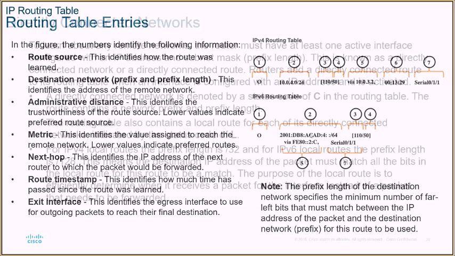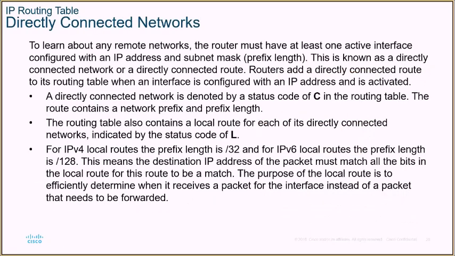All right, so directly connected networks. To learn about any remote networks, the router must have at least one active interface configured with an IP address and a subnet mask or prefix length. This is known as a directly connected network or a directly connected route. Routers add a directly connected route to the routing table when an interface is configured with an IP address and is up. A directly connected network is denoted by the status code of C in the routing table, and the route contains a network prefix and a prefix length.